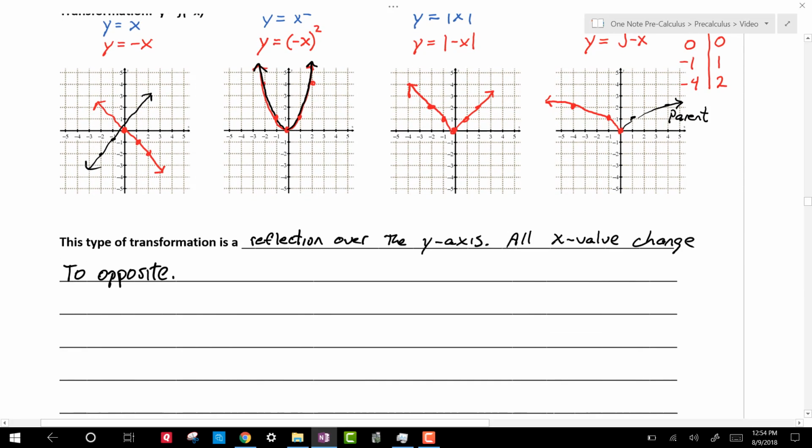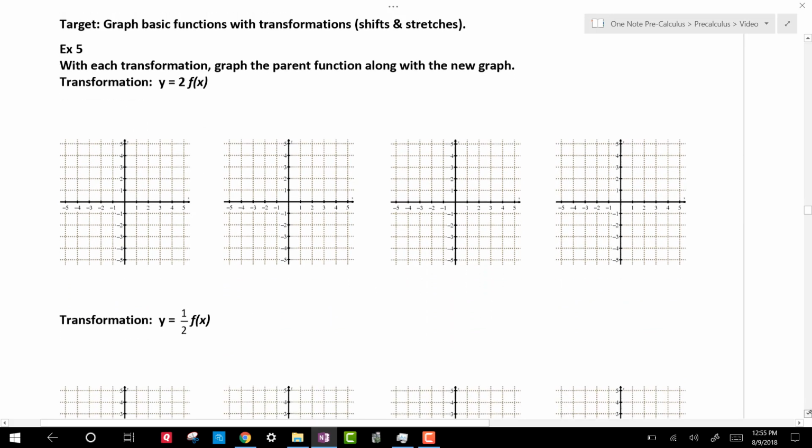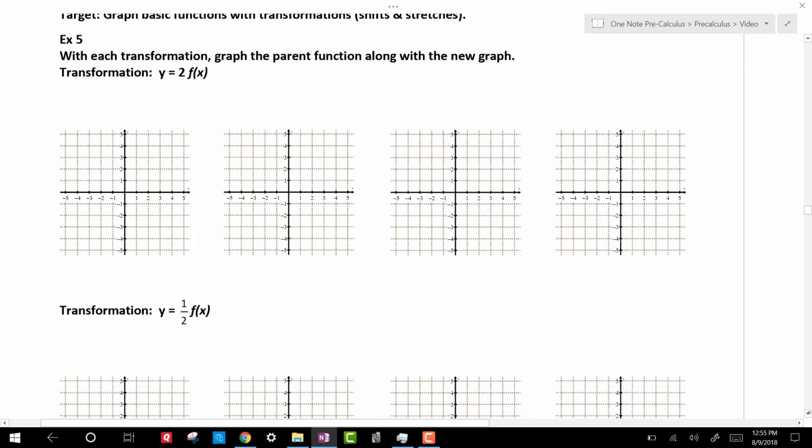So, what do we have next here? All right, so we got another type of transformation going on here. This time we're going to multiply each function by 2. So just like when we put a negative in front of each one of these, now it's saying put a 2 in front of each one. So my first one would be y equals 2x. My next one would be y equals 2x squared. My third one would be y equals 2 times the absolute value of x, and y equals 2 times the square root of x. All right?